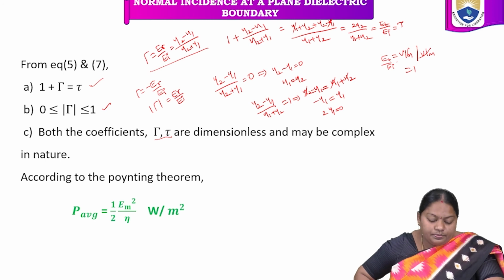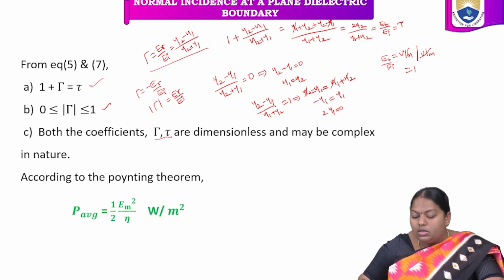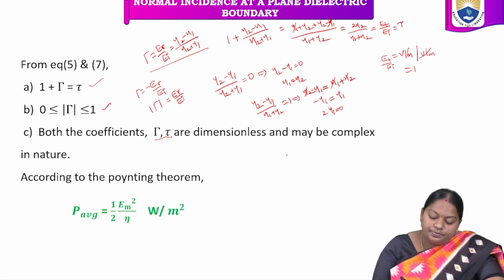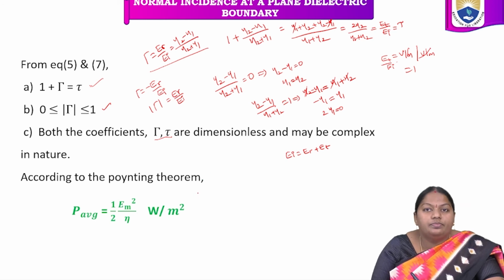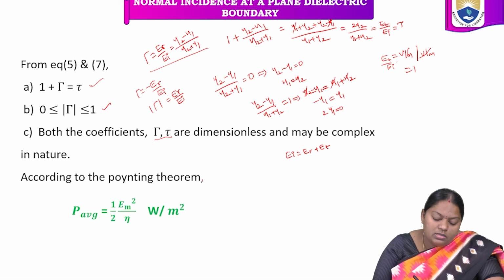Right? So now to prove that the incident wave field strength is a combination of the reflected as well as the transmitted wave, we are going to consider one theorem called the Poynting theorem. The Poynting theorem gives the relation for power, here the average power. Now to find that average, we are supposed to consider 1 by 2. Now P average is equal to Em square by eta. Why Em square by eta?